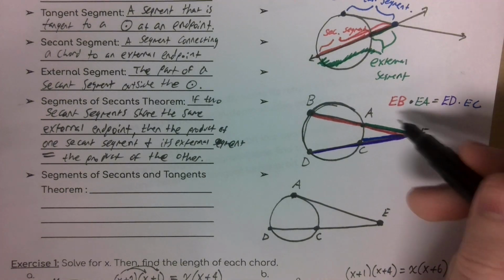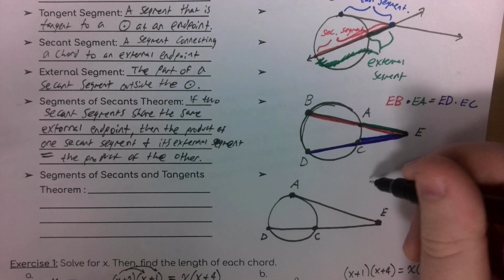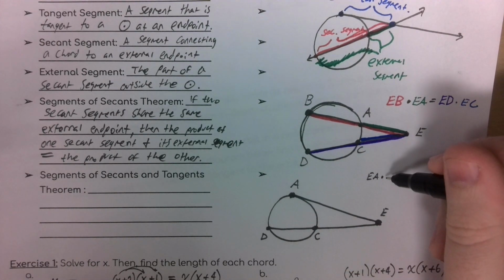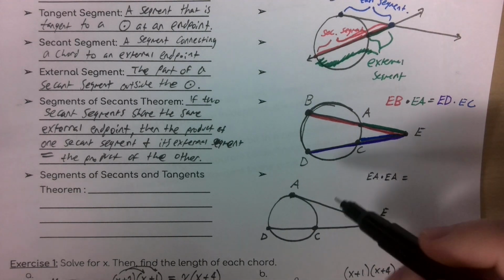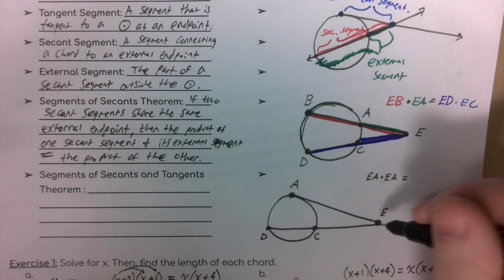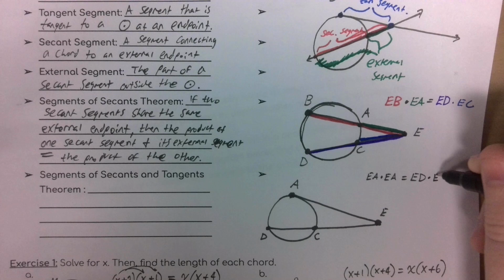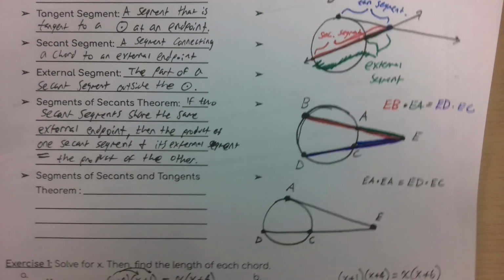So taking this theory from up above, we would have to do the entire tangent, EA, times whatever part is external, it's EA once again. And we would multiply our secant, the entire thing being ED and the external part being EC. But wait a second, EA times EA can be written more simply.